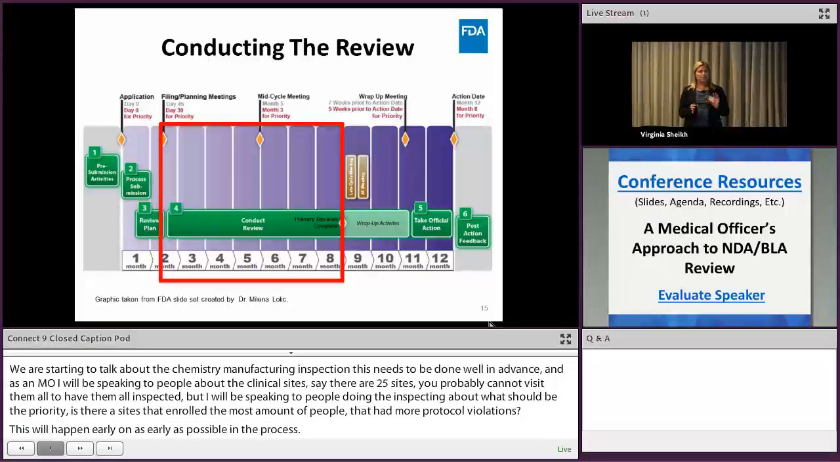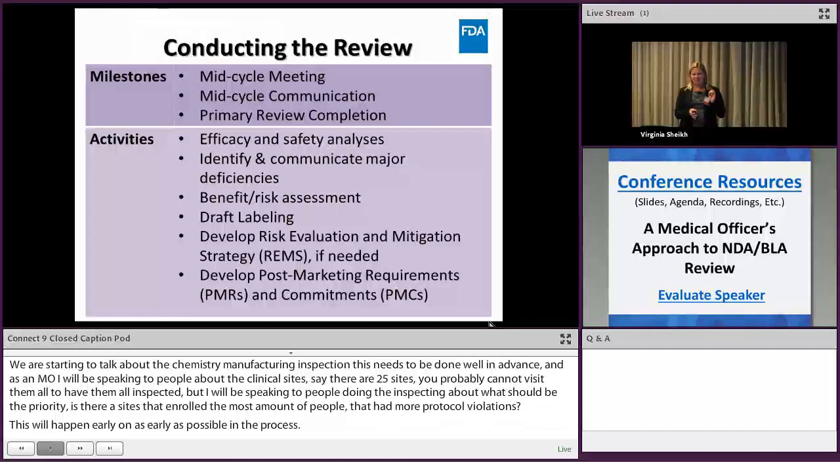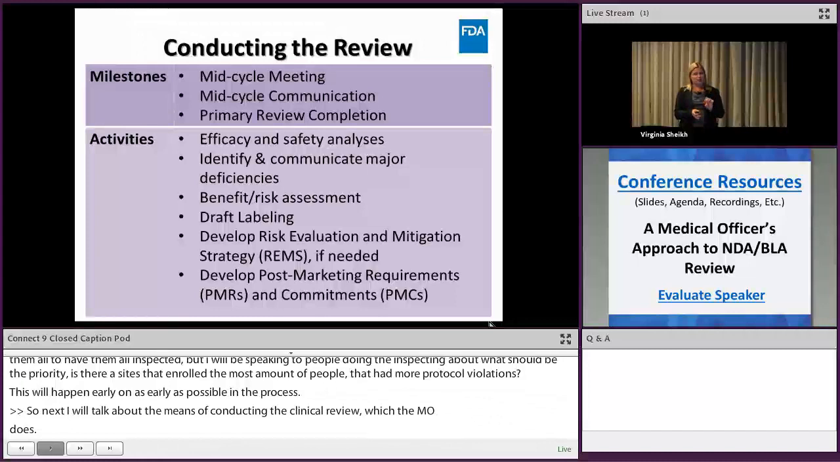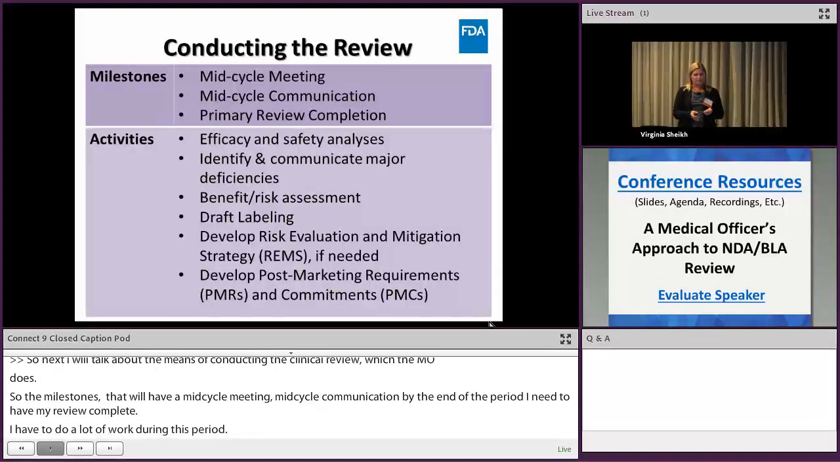So next I'll talk about the meat of conducting the clinical review, which the MO does. So the milestones, again, we'll have a mid-cycle meeting, mid-cycle communication, and by the end of this period, I need to have my review complete, which means I have to do a lot of work during this period. I have to do the efficacy and safety analysis.